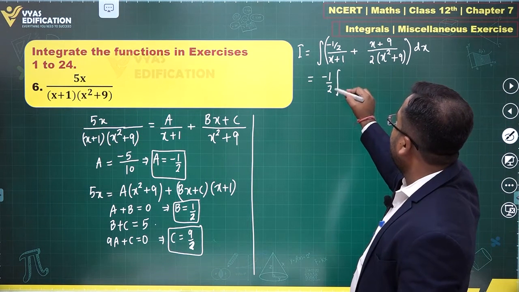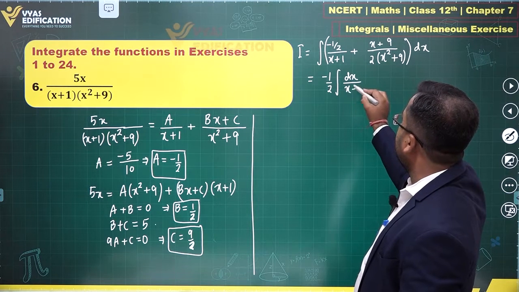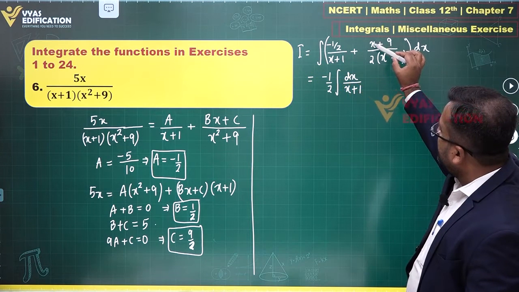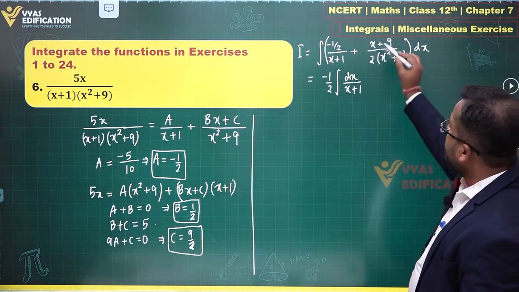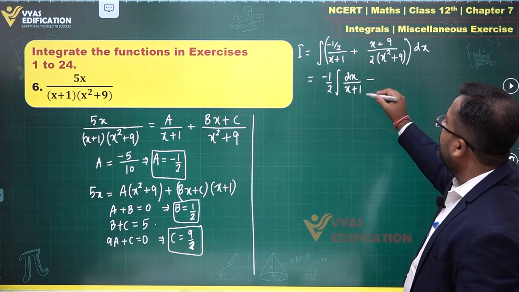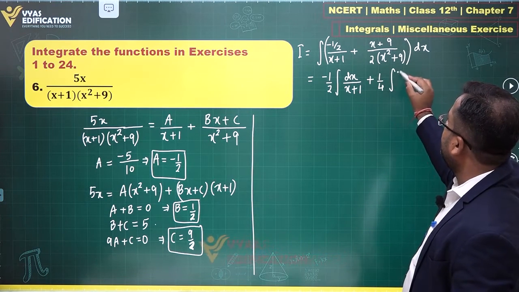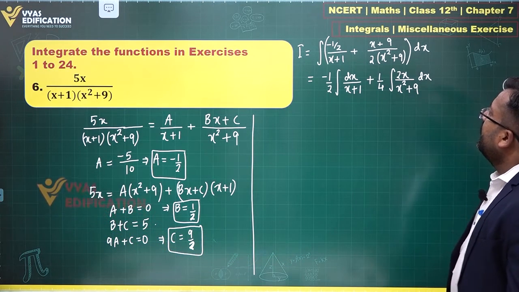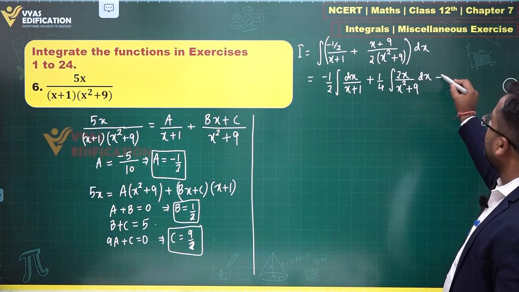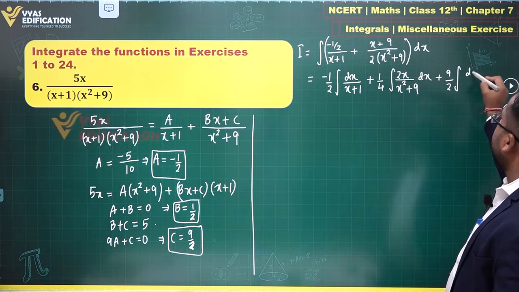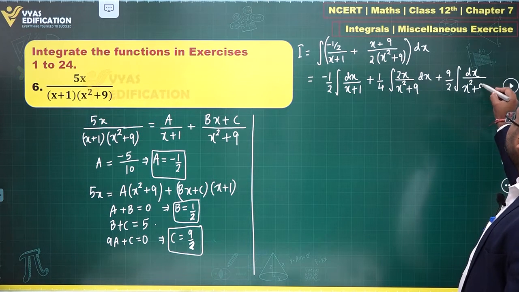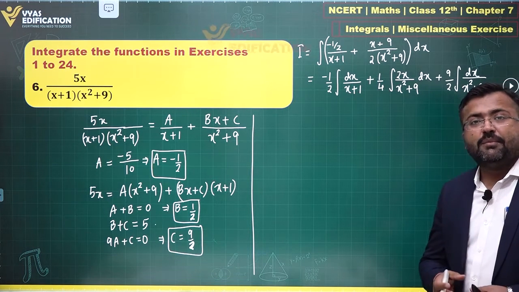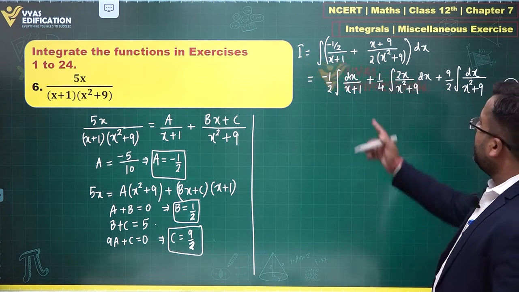Minus 1 by 2 integral dx upon x plus 1 is okay. That's simple. X square plus 9, the derivative is 2x, so there should be a 2 over here first of all. Okay, so we multiply with a 2 and divide by 2. This becomes a 4. 1 by 4 integral 2x upon x square plus 9 dx. And the last term is 9 by 2 integral dx upon x square plus 9. This can be handled directly. This is x square plus a square in the denominator, whose integral will be 1 by a tan inverse x by a. Yes. What is this equal to?